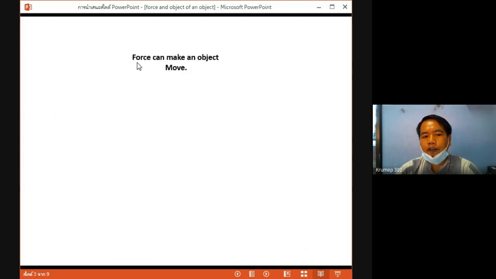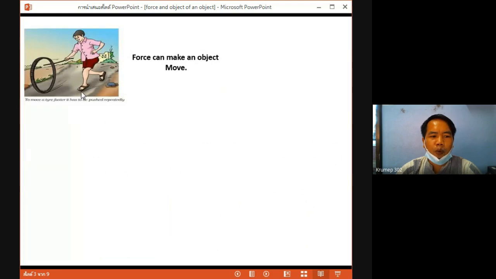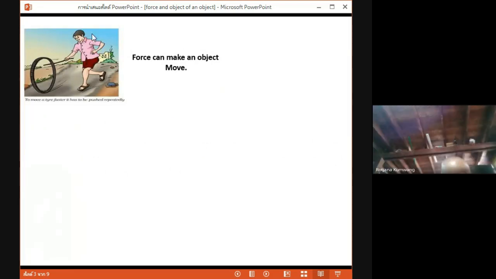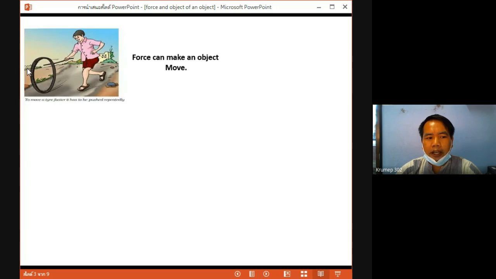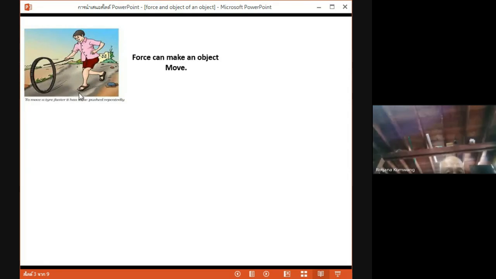We have here force can make an object move. So let us see the pictures as examples. Okay, for example, we have here a woman pulling a round object going down. So the woman is pulling the round object to move.